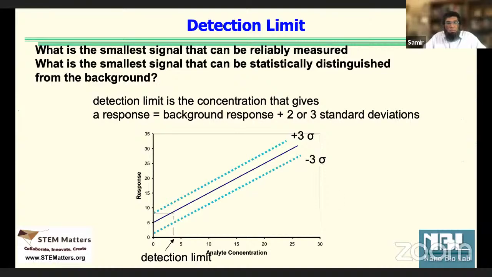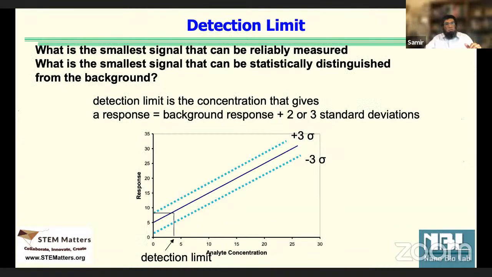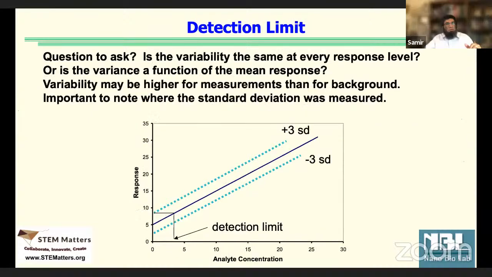All right, so detection limit. So it's the same thing.